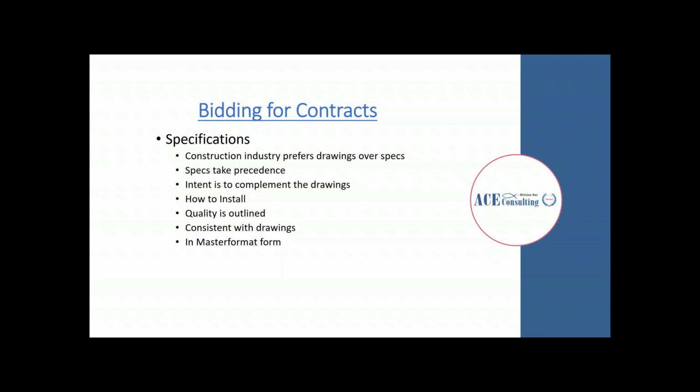If you see a reference to a piece of equipment or a piece of material in the drawings, you can refer to its area in the specifications on how to install it and what the quality control for that piece of equipment or material is. You can check back for consistency with the drawings. And usually the specs are kept in a master format form, divvying up the different scopes of work into different sections in the specifications.